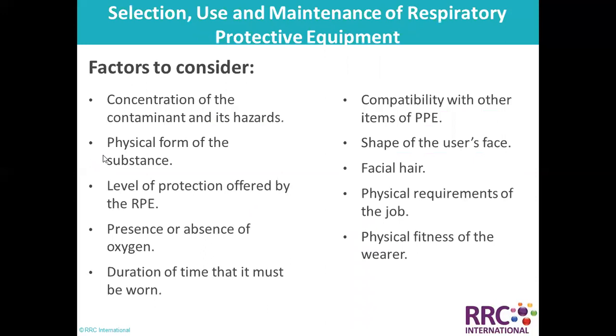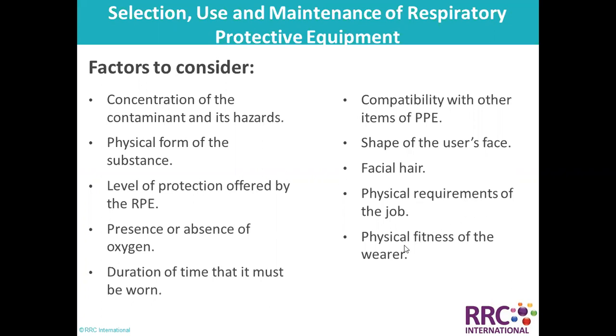So these are some of the best methods in selection, use and maintenance of respiratory protective equipment. These are some of the factors: consideration of the contaminant and its hazards, physical form of the substance, level of protection offered by RPE, respiratory protection equipment, and also presence or absence of oxygen, duration of time that it must be worn. Compatibility is critical with other items of PPE, shape of the user's face, facial hair like mustache or beard. Normally, using a respirator is not acceptable with these, because any gap or the rubber not fitting on the face is a misfit. Again, the terrible contaminant of air can go and mix and go into the lungs, creating horrible outcomes.